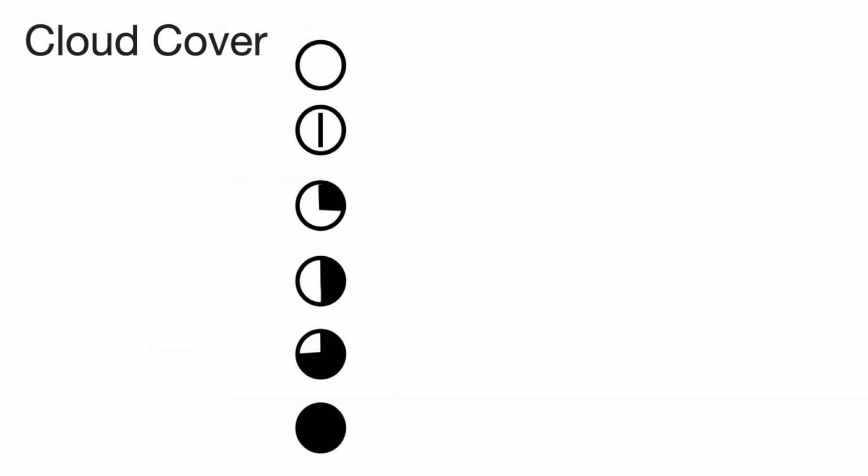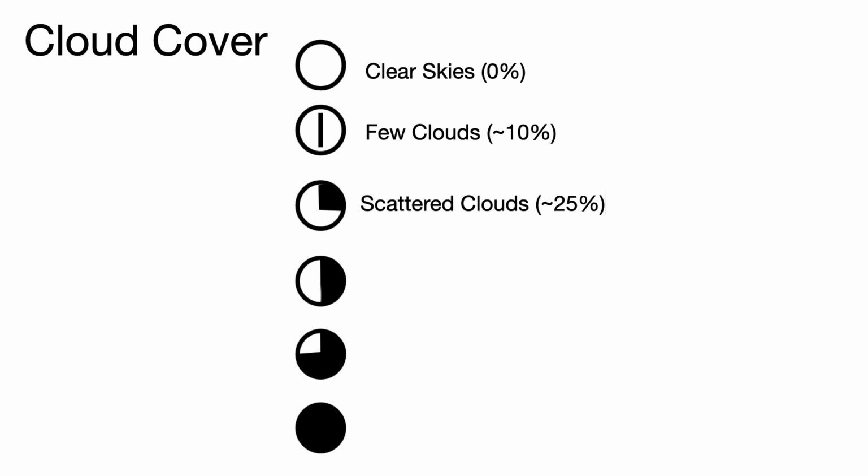Next we will have cloud cover. Cloud cover is relatively easy to figure out. Basically, you are trying to determine how cloudy it is and represent that by rounding it to the nearest quarter of this circle being filled in. So a clear day would have none of the circle, or 0% of the circle filled in. A few clouds would be around 10% sky cover. Next, you will have scattered clouds, which would be about 25% cloud cover.